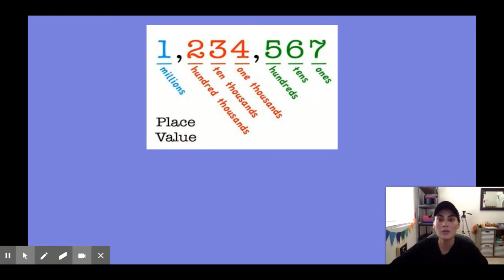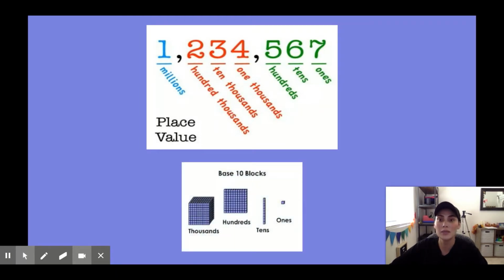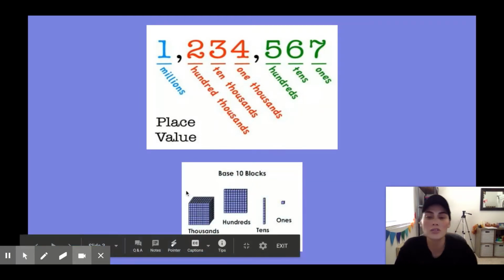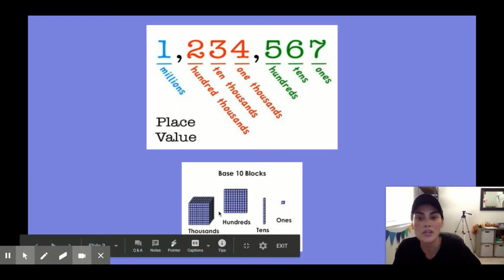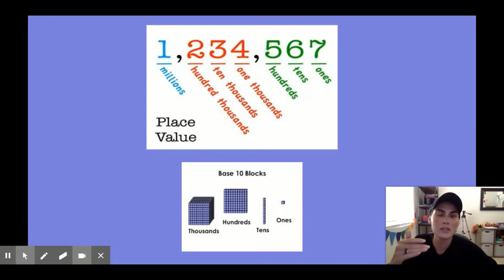A lot of you are also really familiar with base 10 blocks. Base 10 blocks are another great visual way of representing place value. It's a lot more hands-on. I know we cover this every day in our calendar meeting when we do our number of the day. The cube block is thousands. The square, which is flat, stands for hundreds. This is a 10 rod, and these are 1 blocks. So we do visual representations of numbers, and it helps us to count it out and see it in a more transparent way.